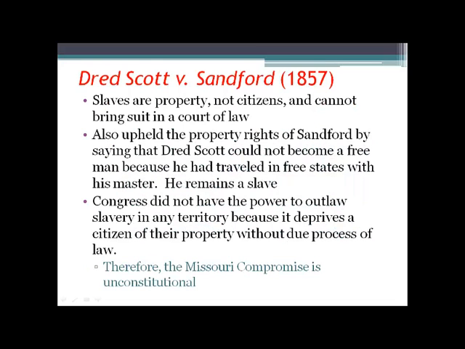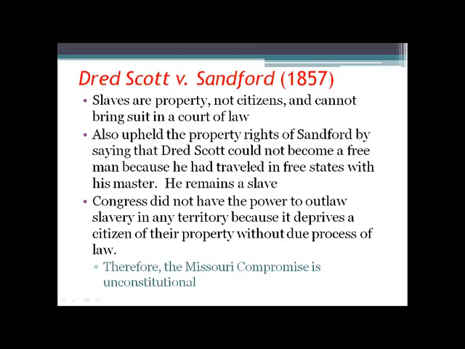And here are the three things that the Supreme Court said. Slaves are property, not citizens, and therefore cannot even bring suit in a court of law. So that automatically throws this case out. Also, life, liberty, and the pursuit of happiness: the pursuit of happiness refers to those property rights.